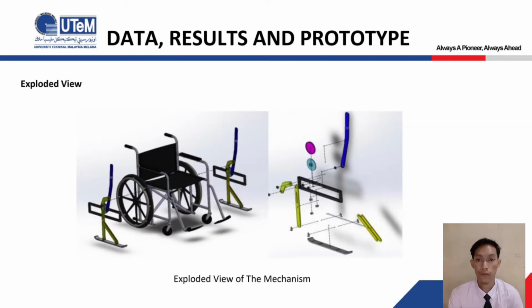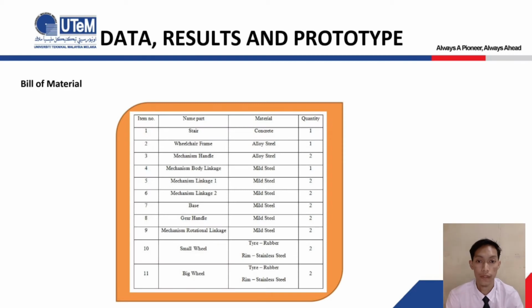Okay, next we go for the exploded view. As you can see from this diagram, here is an exploded view of the mechanism. An exploded view is a schematic diagram or technical drawing of an object that displays the sequence in which various elements are assembled. A three-dimensional exploded diagram shows the components of an item that are slightly separated by distance or suspended in the surrounding space. Okay, next. As you can see here, this is the bill of materials that has been used for this project.